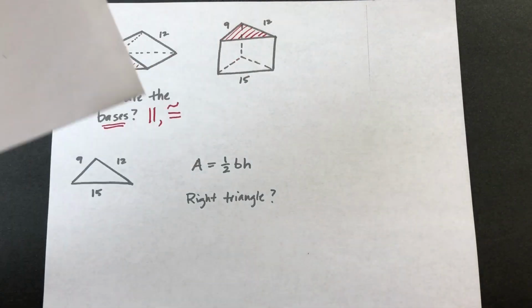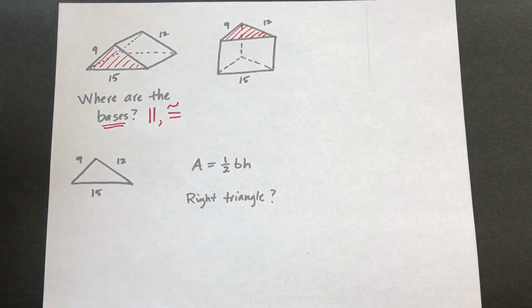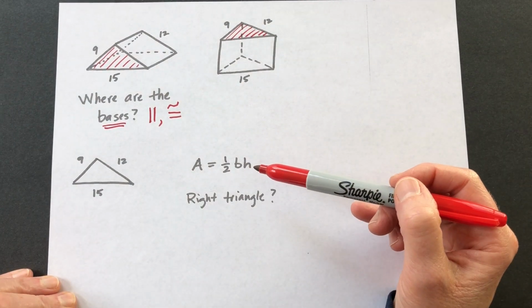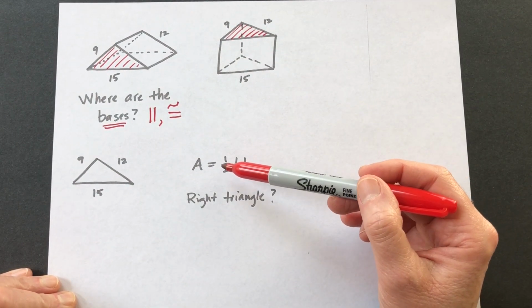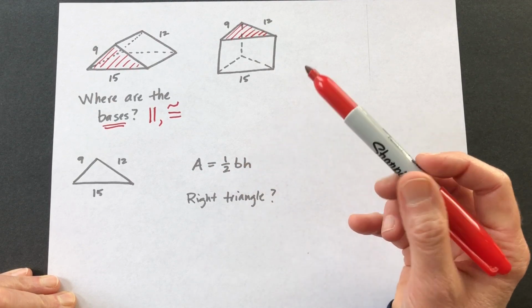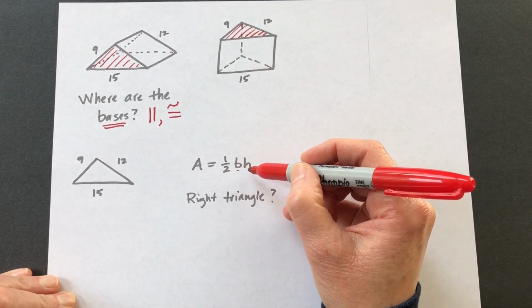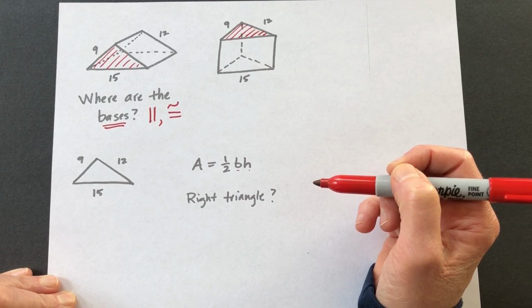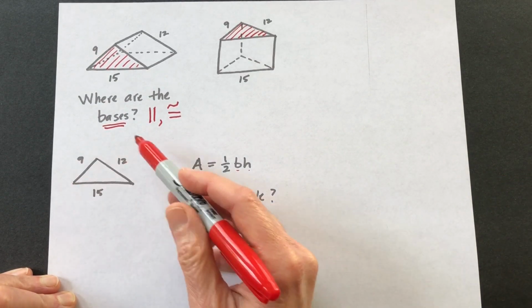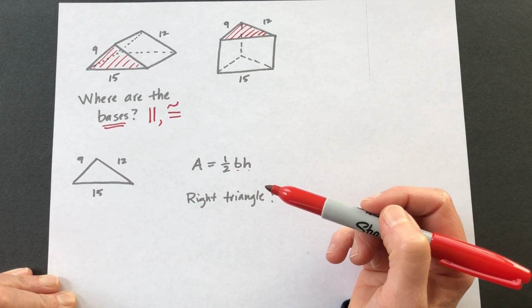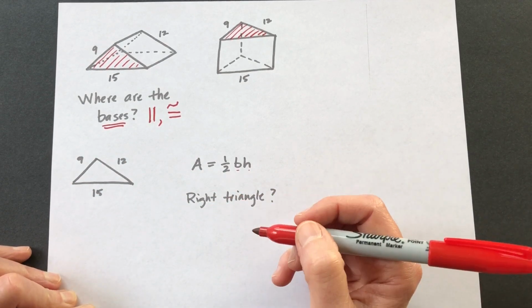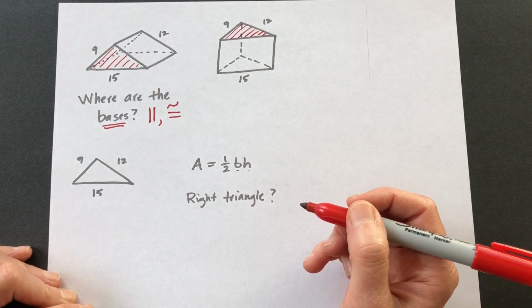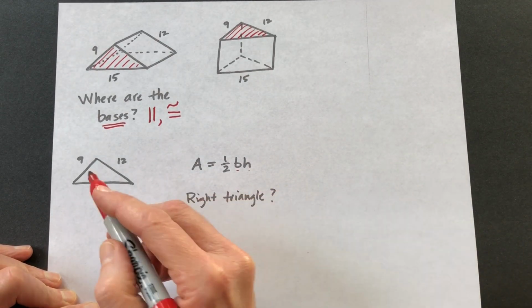So we've got a triangle. When I calculate the area of a triangle, it's 1/2 base times the height, but we need to remember that the base and the height have to be perpendicular to each other. So we need to ask ourselves, do we have a right triangle here? And ding, ding, ding, the way we would figure that out is the Pythagorean theorem. So let's take a look.